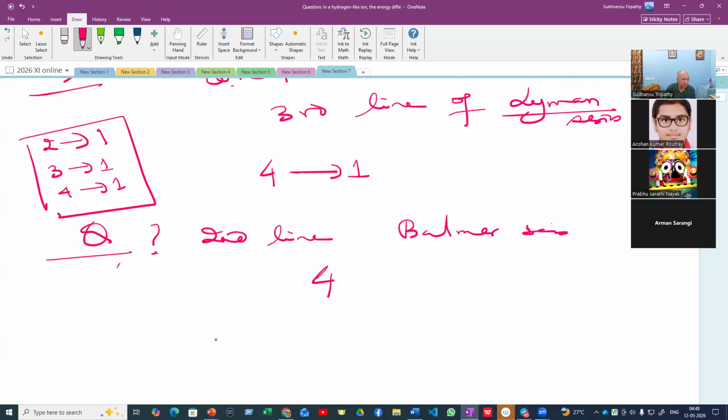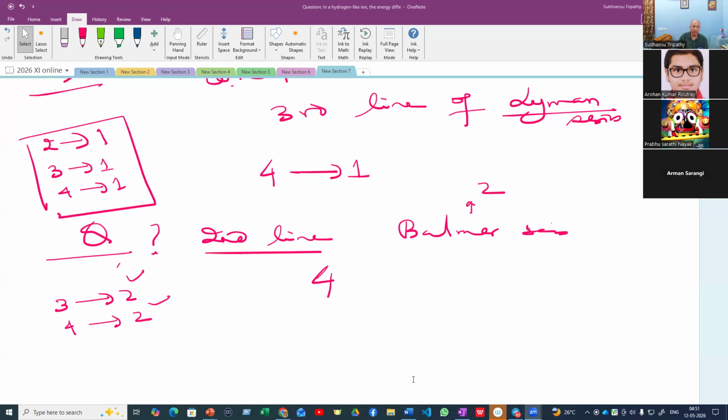Balmer series. 5 to 2. Oh my God. So the correct answer is from 4 to 2. The first line is from 3 to 2. The destination is always 2. The second line is 4 to 2. Because I have asked the second line, it will be 4 to 2.